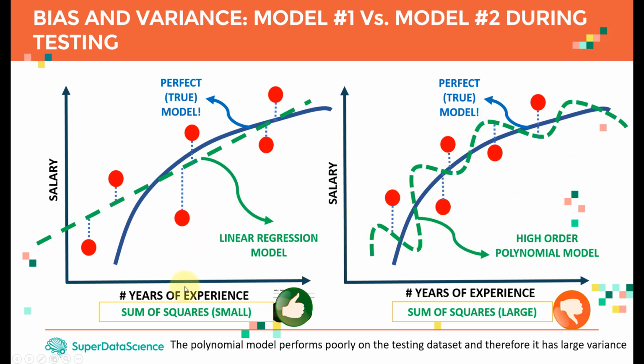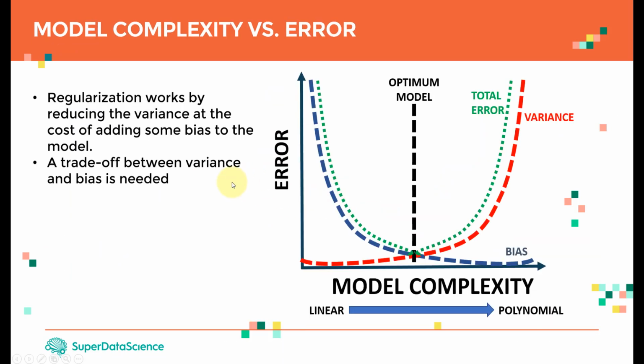Okay. So now, if we calculate the sum of squares, you will find the sum of squares here is small, and here for the complex model, the sum of squares becomes large. The polynomial model performs poorly on the testing data set, and therefore we say it has a large variance. And that's the next important concept or definition. So let's take a look here.